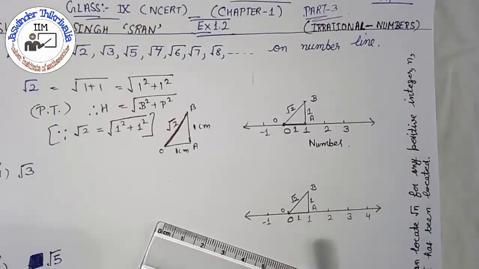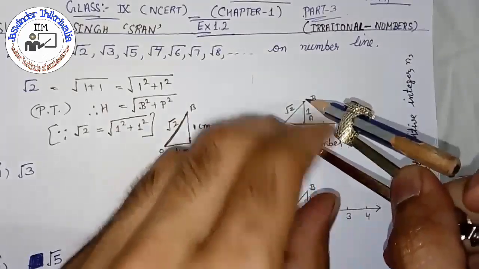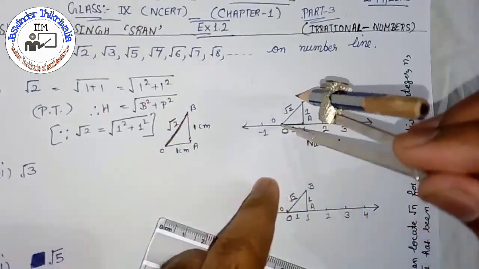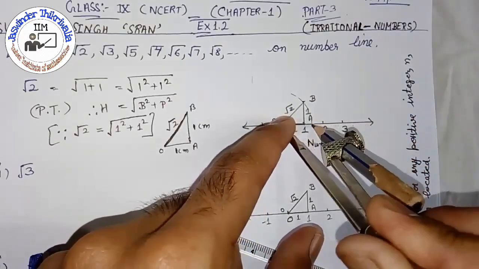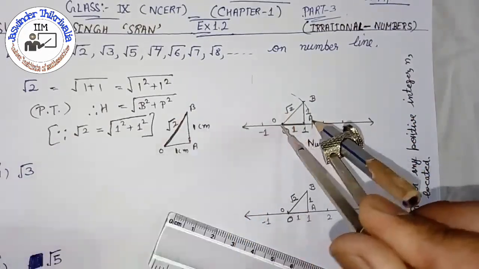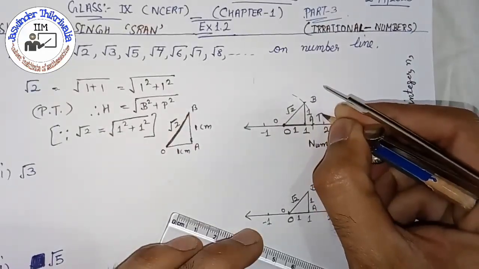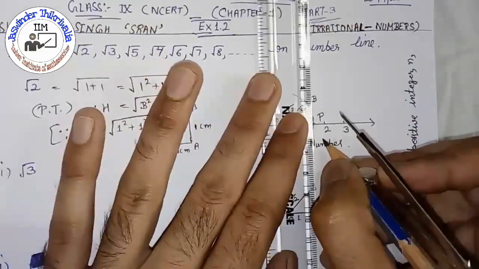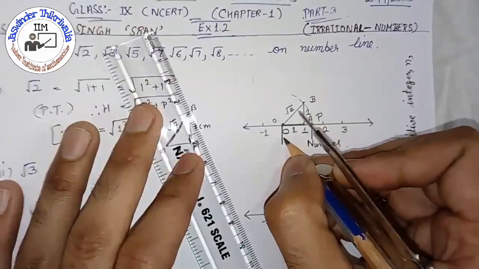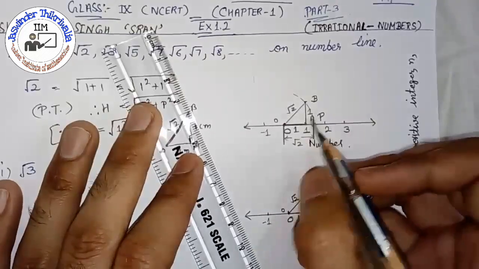Now open your compass equal to OB and draw one arc, and this arc will cut the number line at one point. Give that point the name P. Here this point is point P. So now, my dear, from O to P, this distance is how much? This is under root 2. I hope I am clear.